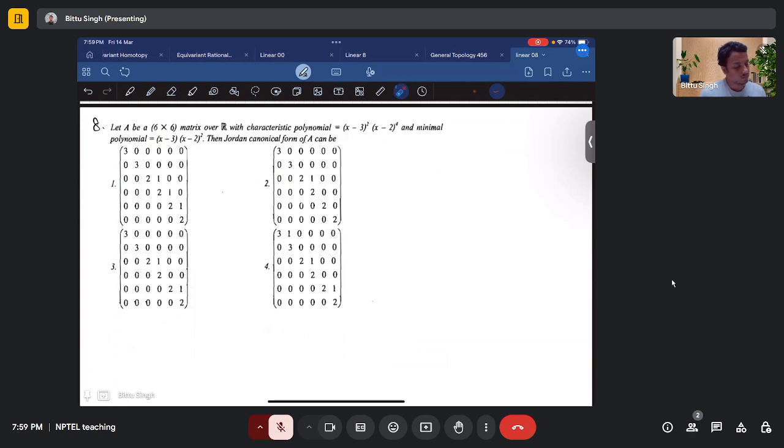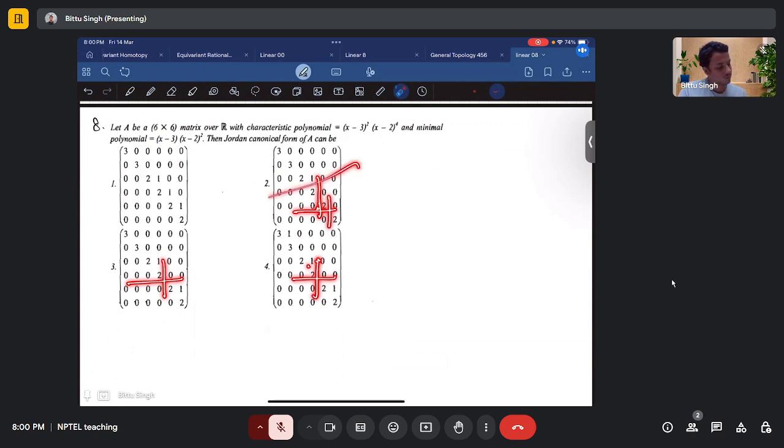So this means that the multiplicity of this x minus 2 is 2. Therefore, the number of Jordan blocks corresponding to 2 will be 2. So this one may be possible, this Jordan block corresponding to 2. This is also possible, and there are 3 Jordan blocks.